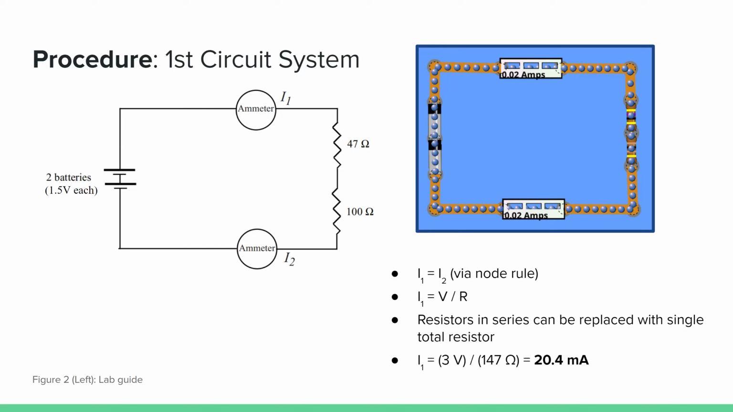We started off in our first circuit system by using a simple series circuit consisting of two batteries and two resistors, with the shown voltages and resistances. I first predicted the current at two different points in the circuit, I1 and I2, to be 20 milliamps, and this was verified when using the simulator. Also of note, these values don't change even when reversing the ammeter.